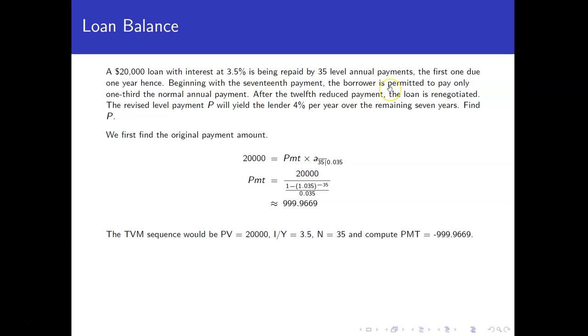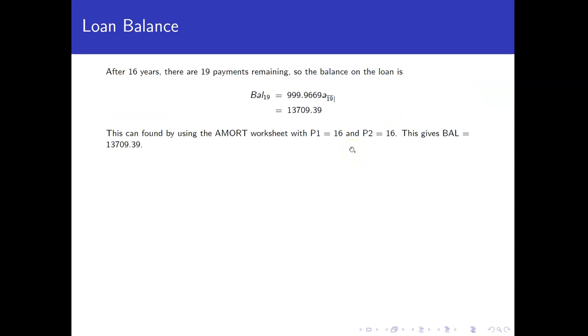All right, notice that something's happening at the 16th payment. After that, we're going to lower the payment. So the first thing we're going to do is figure out what the balance is after that 16th payment. After 16 years, we have 19 more payments to go, so we can use the prospective method for figuring out the balance. We've got the payment amount, and there are 19 more of those payments left. So the balance at time, that should say 16 and not 19, because we're at 16 years, the balance at time 16 should be $13,709.